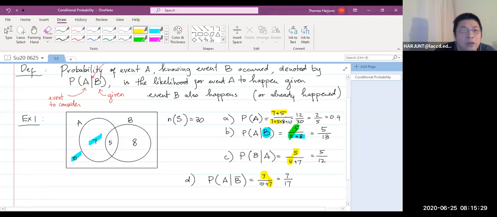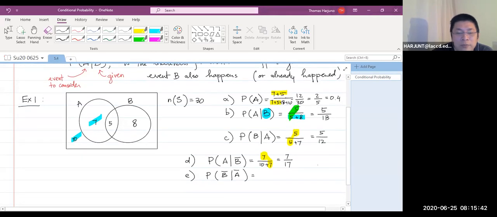Okay, so let's see, how about the probability of not B given not A? You think about it.